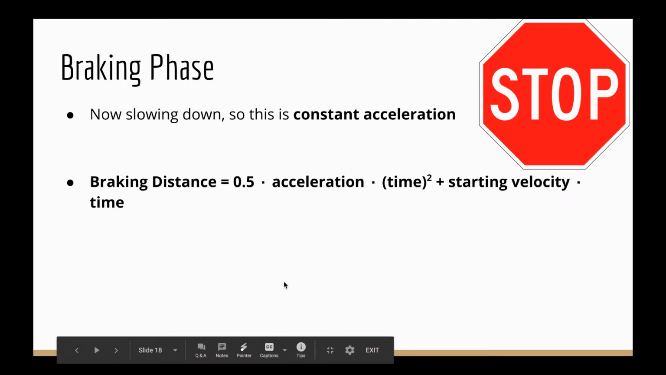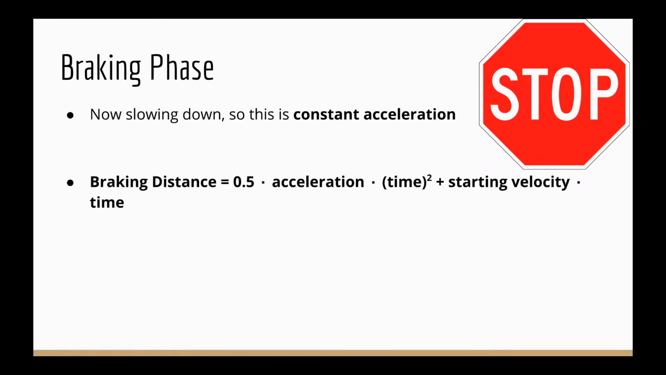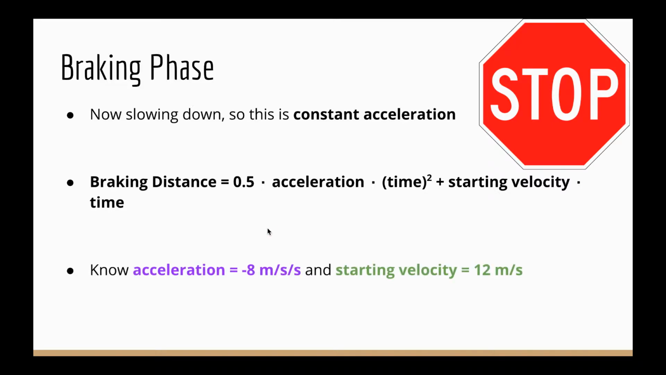The equation that we're going to use is different than the other two because there is acceleration involved now. So braking distance is equal to 1/2 times acceleration times time squared plus starting velocity times time. Yeah, it's kind of a mouthful. So we know that acceleration is negative 8 meters per second squared, and starting velocity is 12 meters per second. What we don't know is time. So before we can even find the distance of the braking phase, we have to go and find time.